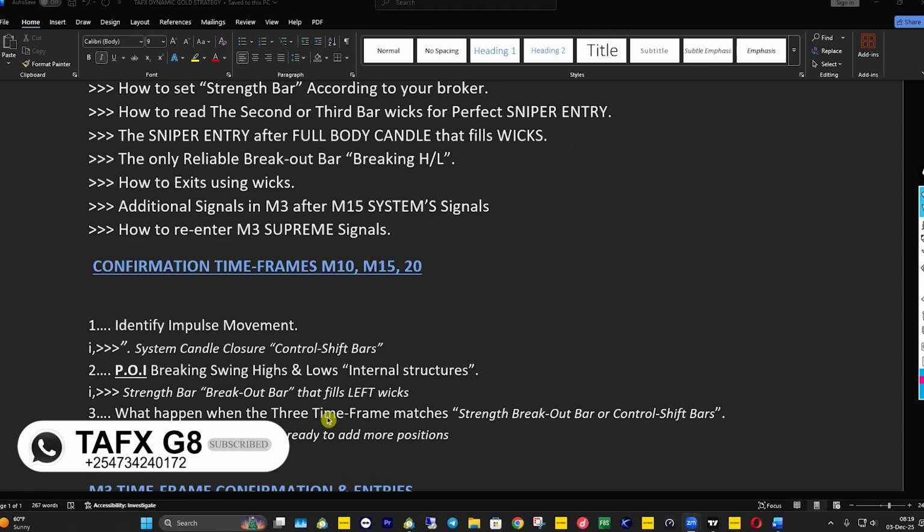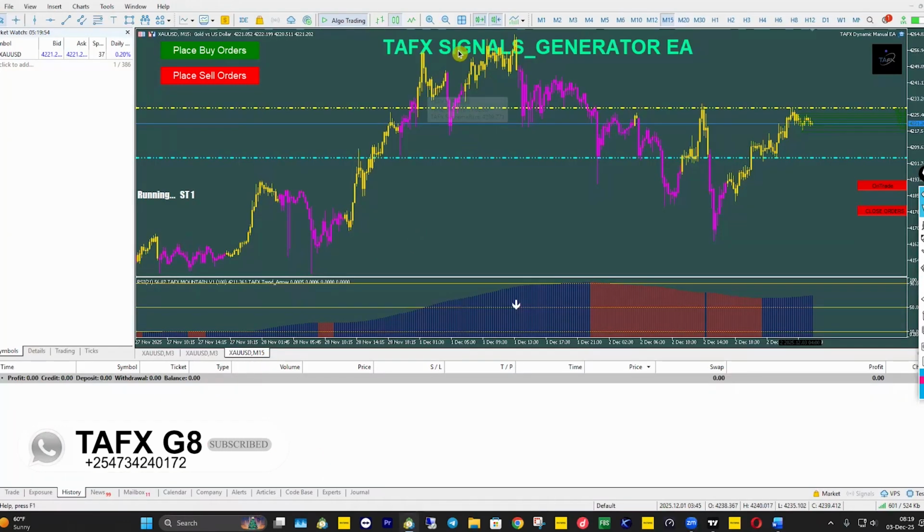Remember, in our system, in minute 15, it's where we attach the signal generating EA. So there is a signal that the system will analyze by itself. Then it will send the signal. Then you buy or you sell.